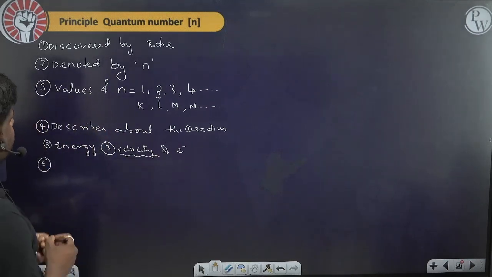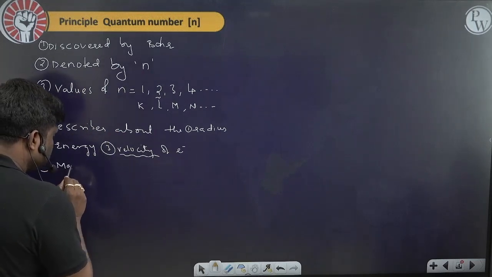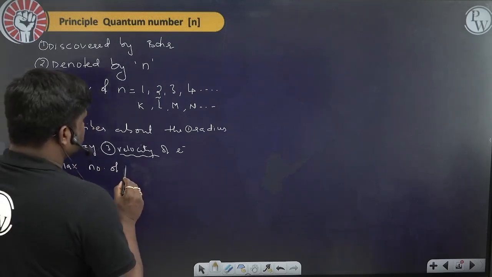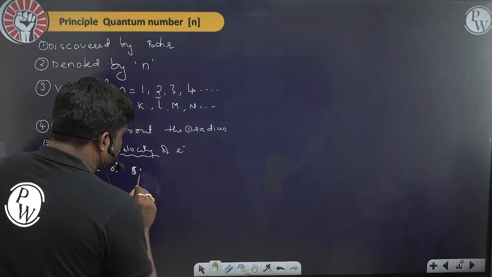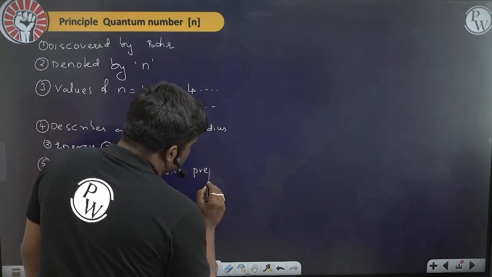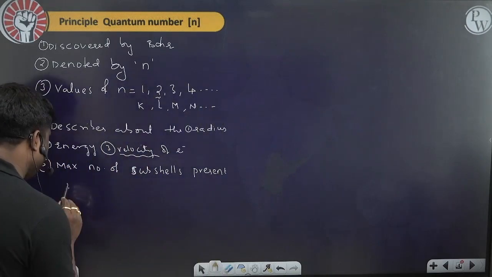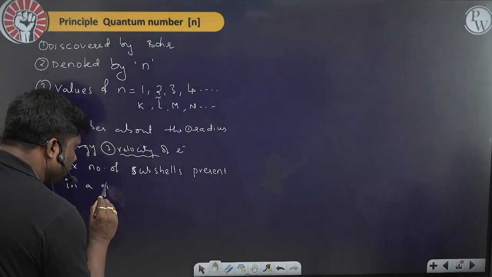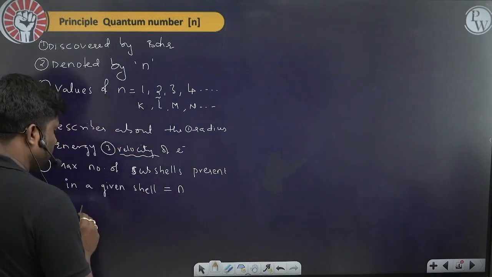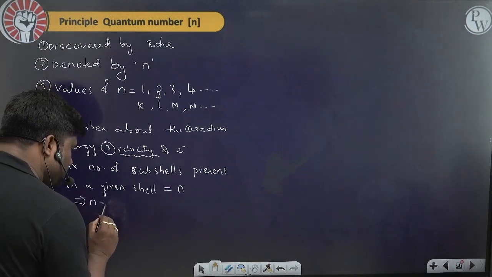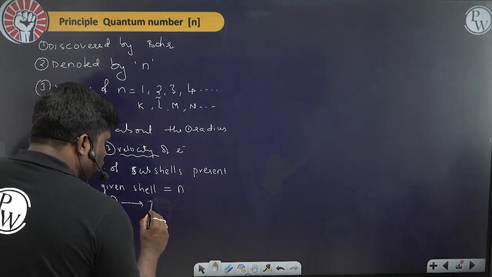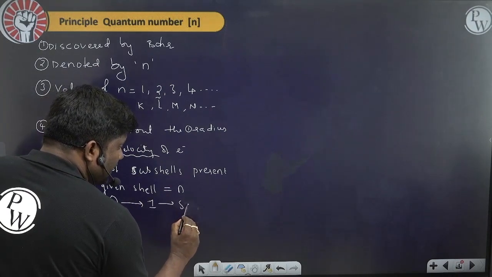For example, the maximum number of subshells present in a given shell is equal to n. It means if the principal quantum number n is equal to 1, the number of subshells in the first shell is also 1 only. That is which subshell? The s subshell.